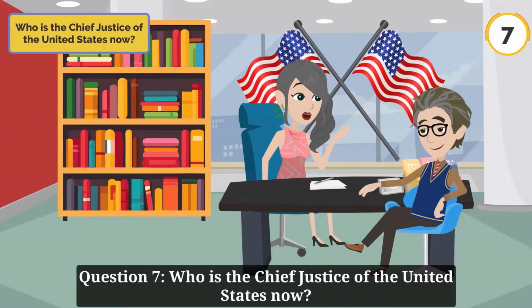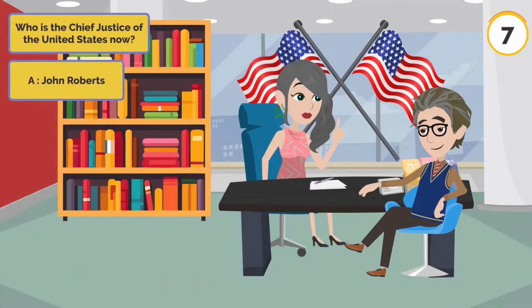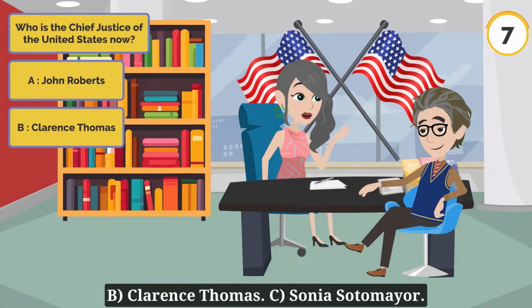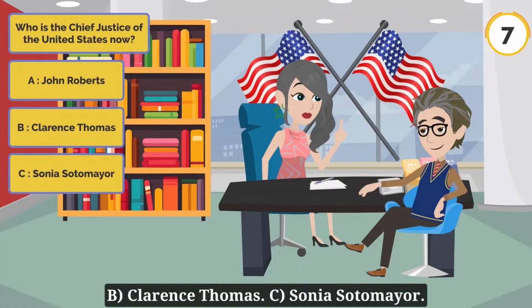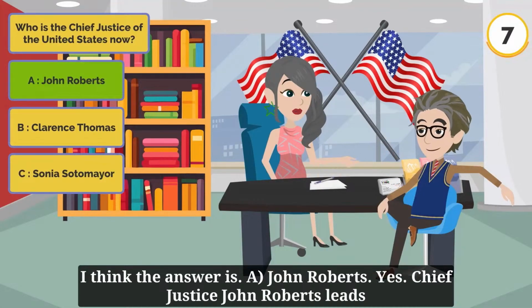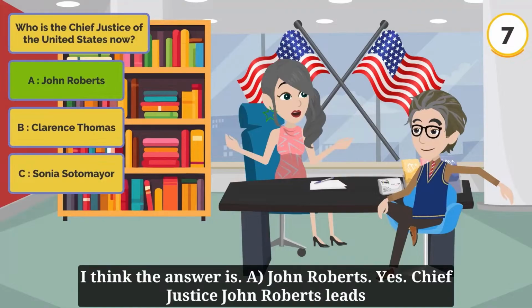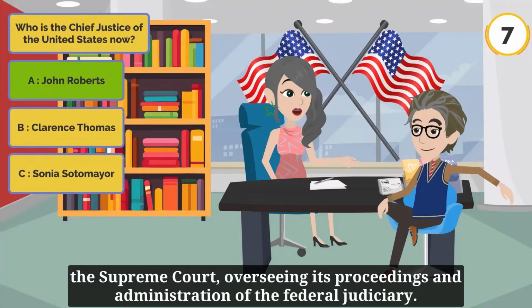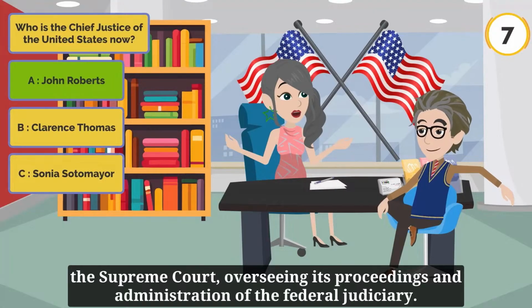Question 7. Who is the Chief Justice of the United States now? A. John Roberts. B. Clarence Thomas. C. Sonia Sotomayor. I think the answer is A. John Roberts. Yes, Chief Justice John Roberts leads the Supreme Court, overseeing its proceedings and administration of the federal judiciary.